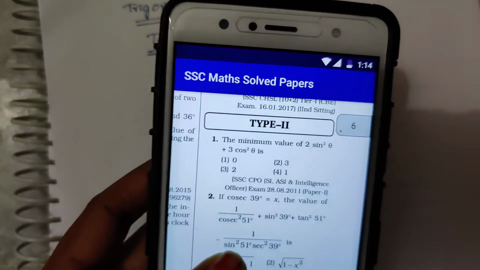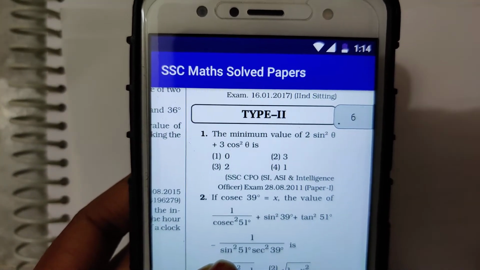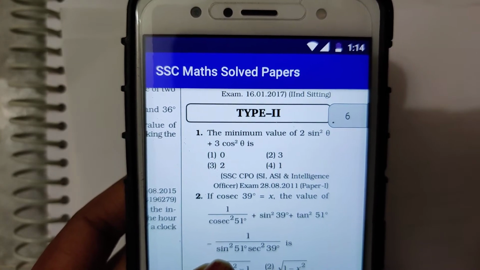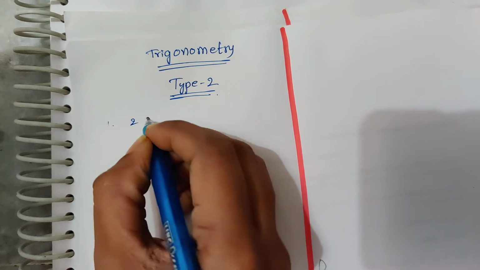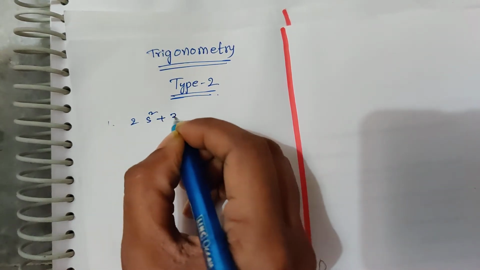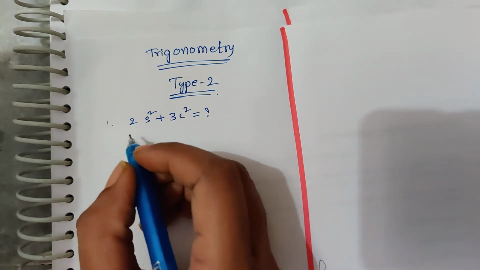Now type 2 question, first one. It is given that the minimum value of 2 sin square theta plus 3 cos square theta is how much?